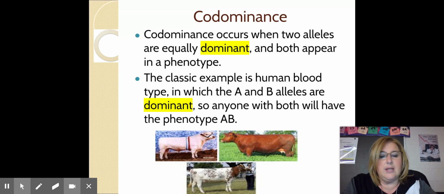And you can also see the cow here. You have the white cow and the red cow, and it's going to create something called a roan, which is the red and white together. So again, codominance, both appear in the phenotype.